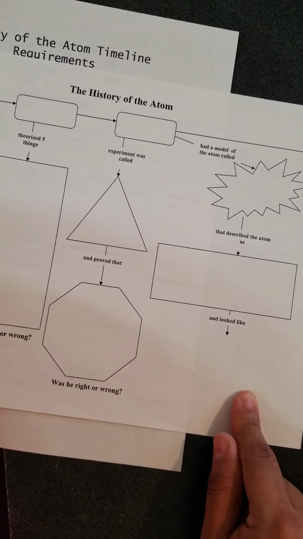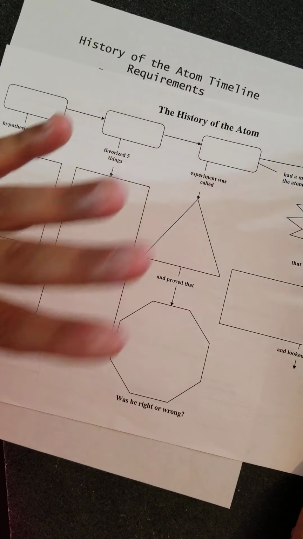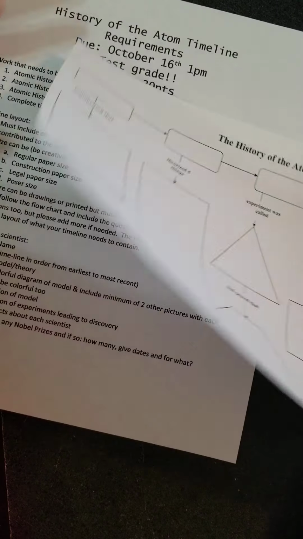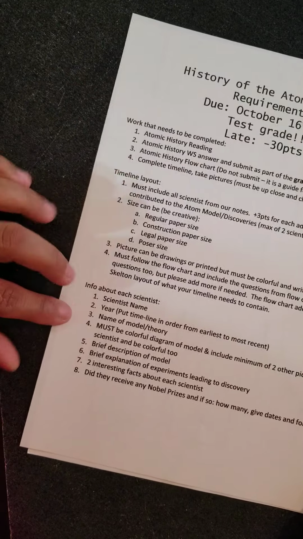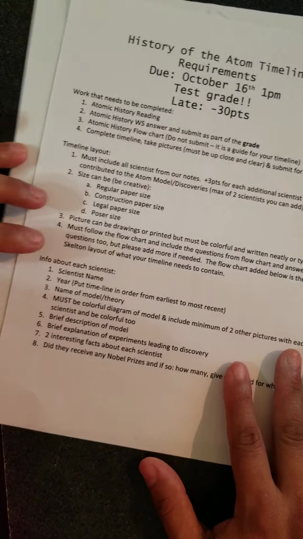Give me a picture, give me a drawing, give me some words, okay? So you are to include this into your timeline, but you could include more, and you actually need to include more. So it says here, here's what you need to include for all 6 scientists, besides what this shows you here.